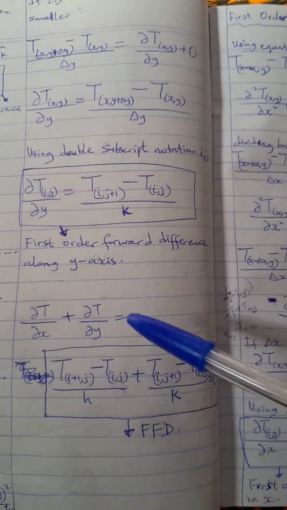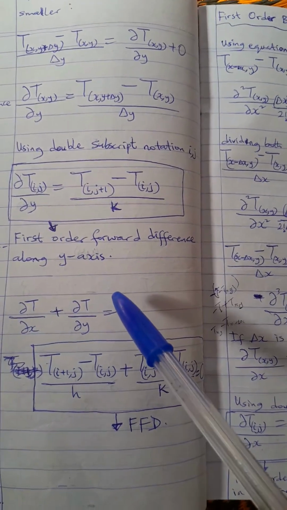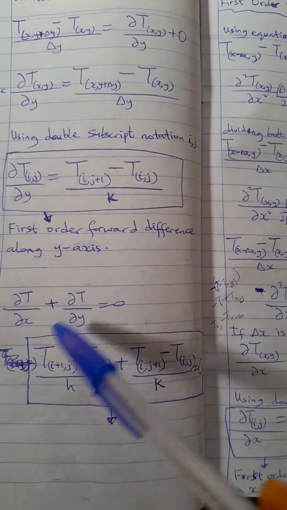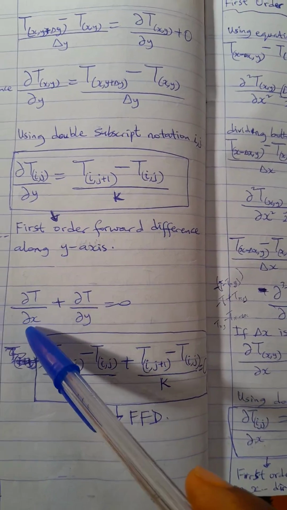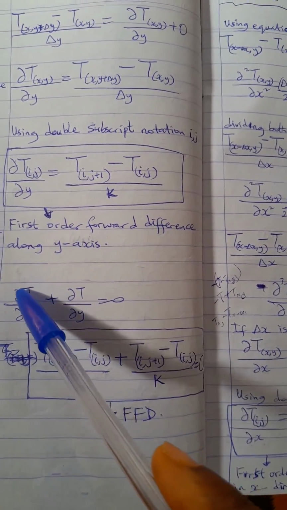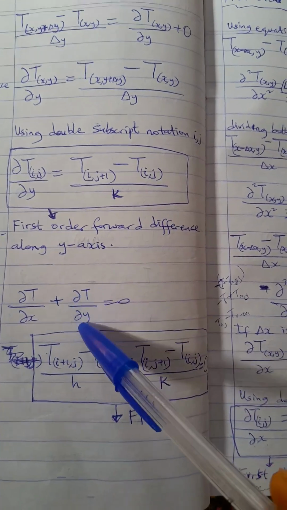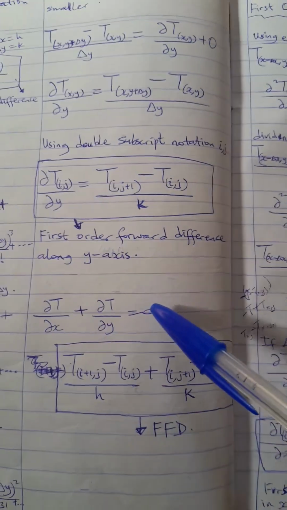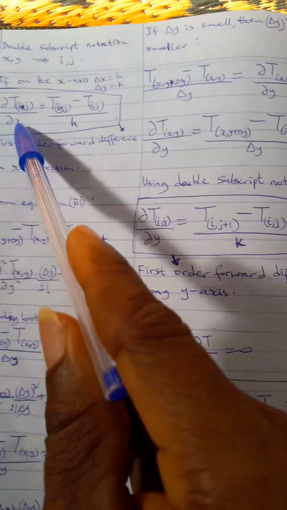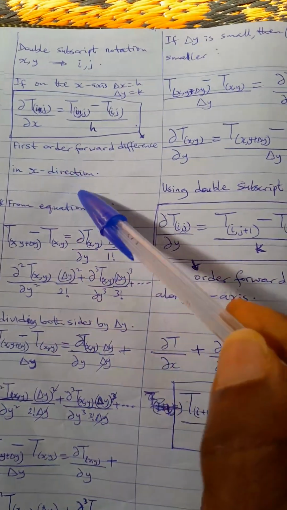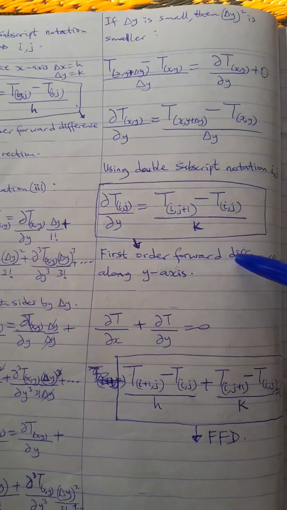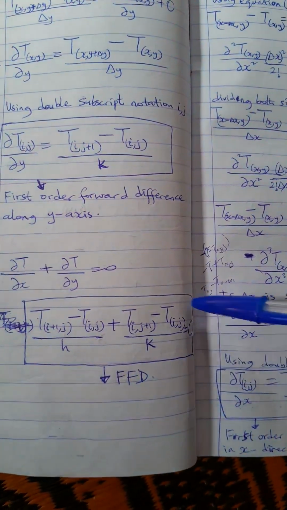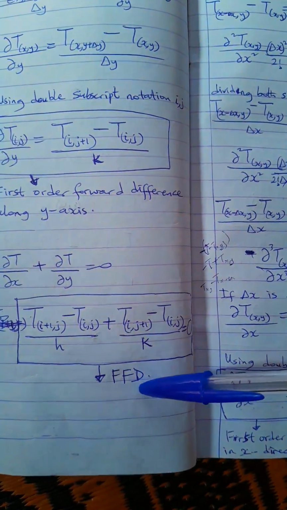So therefore, for the first order forward difference for the whole equation, it will be dT over dx, that means forward difference along the x direction, plus dT over dy, forward difference along the y direction. Here, this one you get equals to 0. It means you add this one, for the x direction, plus the one you get for the y direction here. Everything equals to 0. That's what you are seeing here. And this is now the first order forward difference.